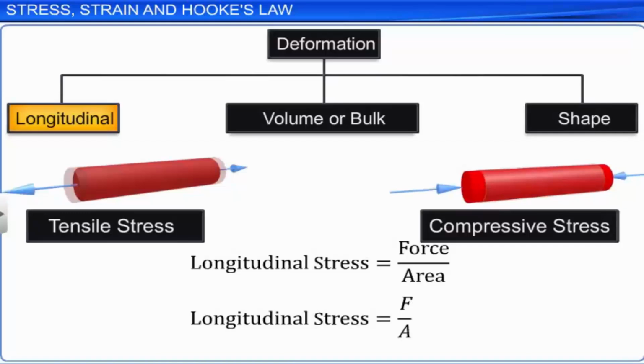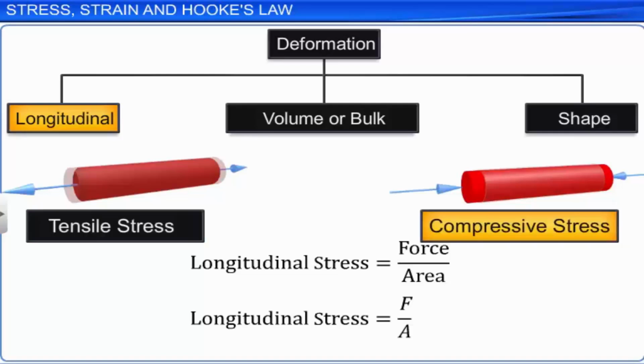If the length of the rod L changes by delta L, the fractional deformation, called the longitudinal strain, is equal to the ratio of delta L to L.